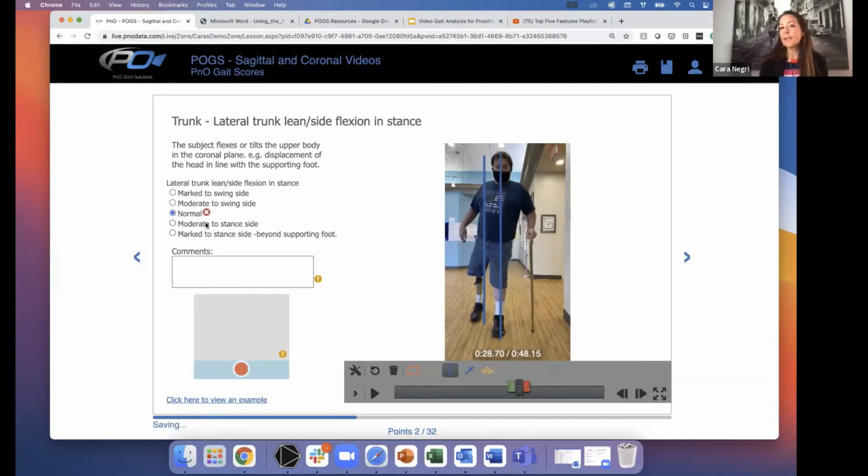My tendency is that if I'm wavering between the two, then I would rather say that the person doesn't have the gait deviation than to make it so that they do. So I would take this as a screenshot, and we can move on.